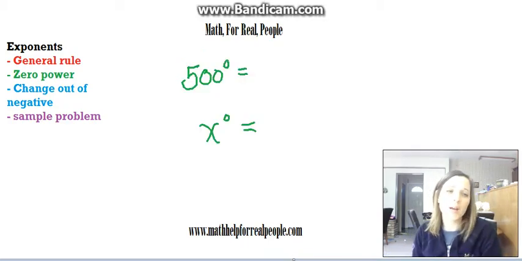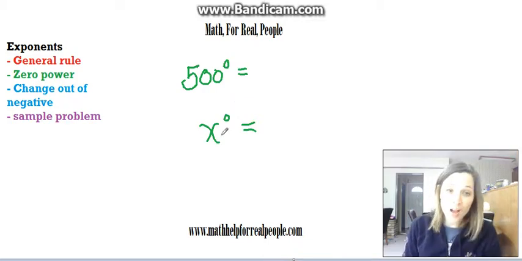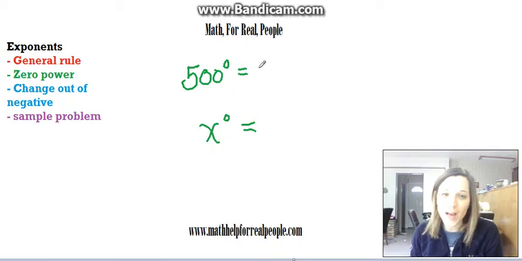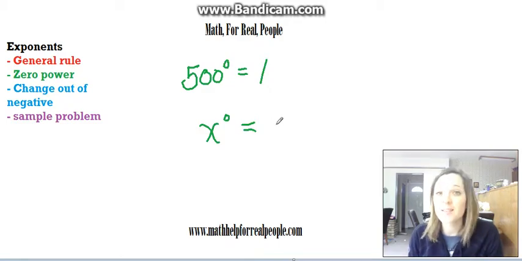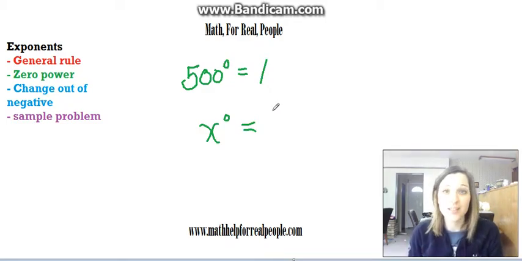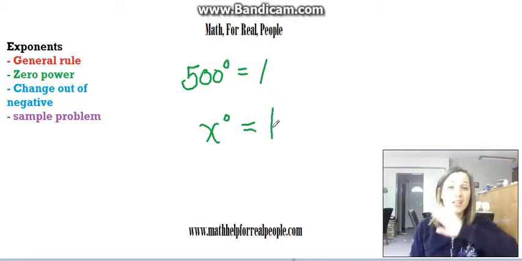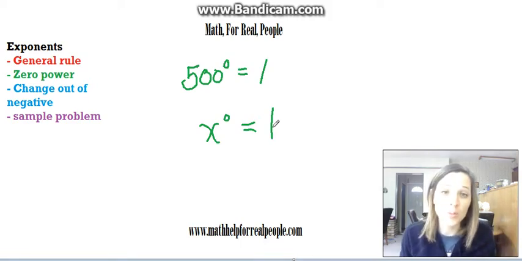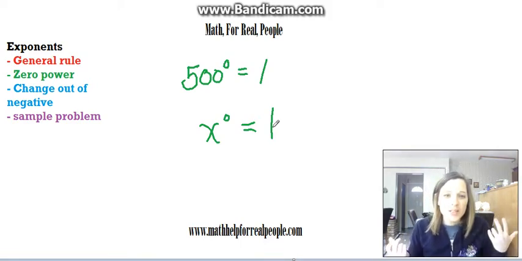So now let's talk about 0 power. A lot of times you think 0 power, that's 0, and you would be wrong because anything to the 0 power is 1. So 500 to the 0 power is 1. Put it in your calculator, it'll tell you that. X to the 0 power is 1. You don't even need to know what the number is because you know it's going to be 1. Why is this working? What's happening?